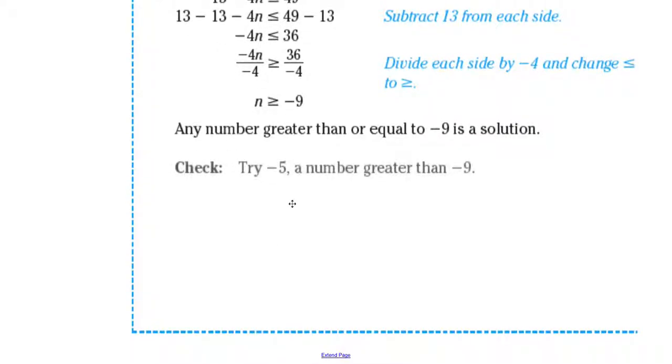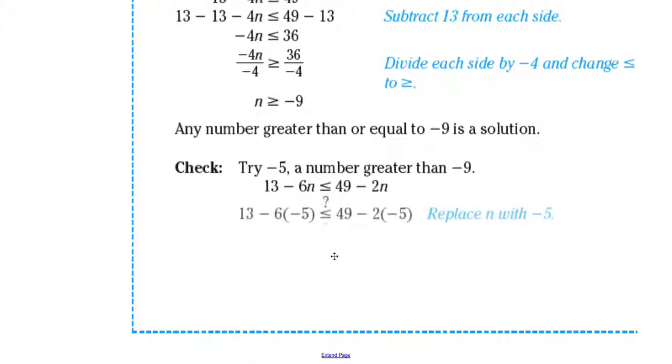And let's check our answer. We'll pick negative 5 as a number greater than negative 9, and substitute it back into our original inequality. Replacing that and simplifying everything, we have 13 plus 30 less than or equal to 49 plus 10. It checks out because 43 is less than 59.